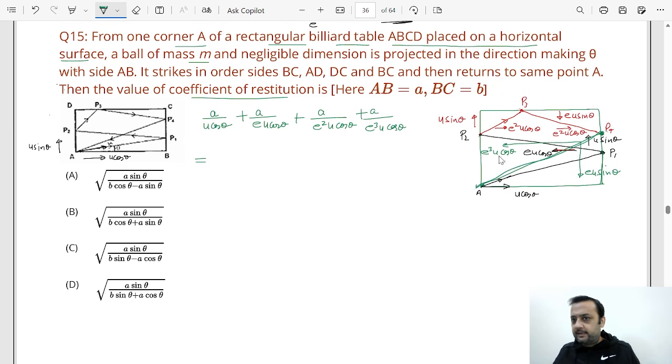P4 to A, so that means this is the y motion. If you look at the y-axis, it just goes up and comes back. Now look, while it is going up, it is moving a distance of b, and the y velocity always remains u sin theta.